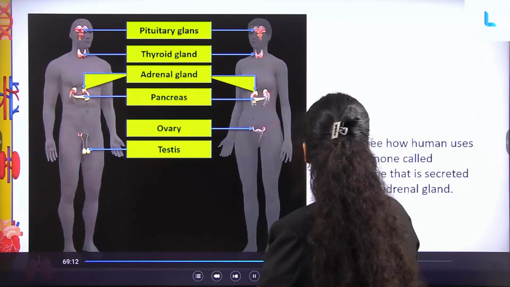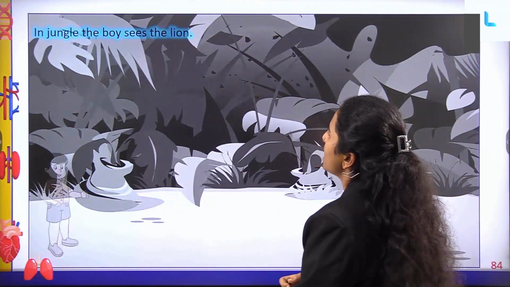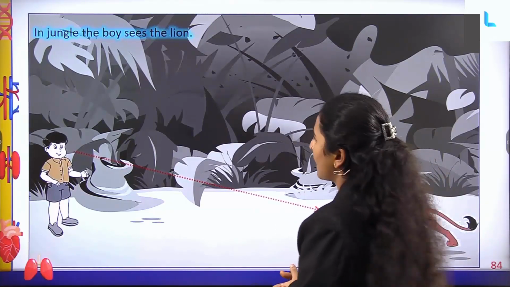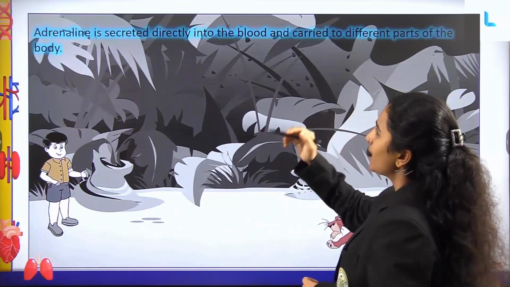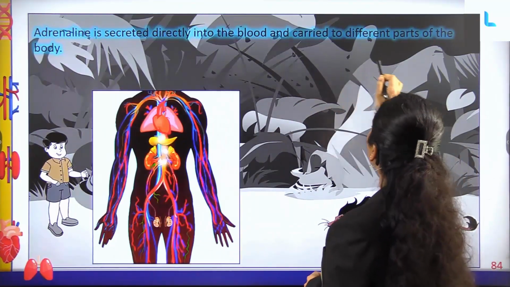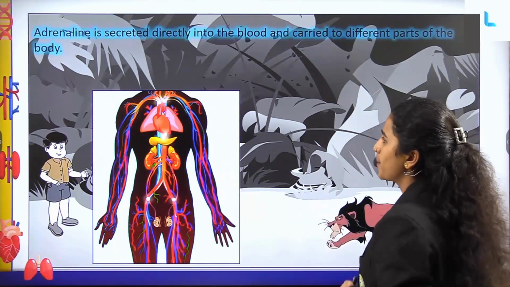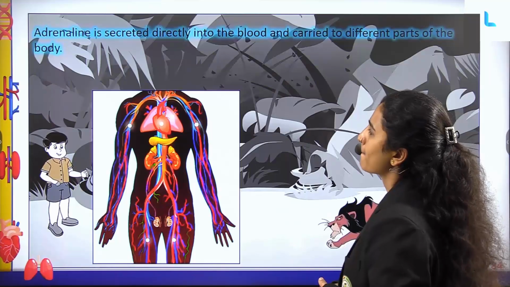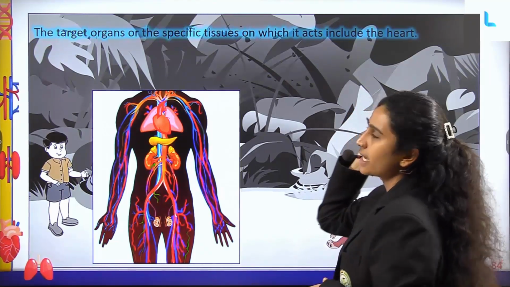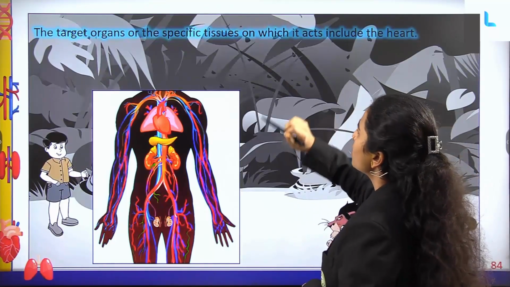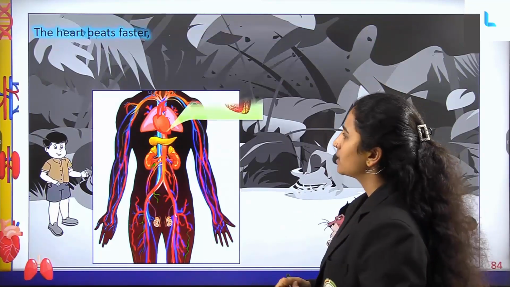Now let us see how humans use a hormone, the adrenaline hormone. In the jungle, the boy sees the lion. Now adrenaline is secreted directly into the blood and carried to different parts of the body. Adrenaline is released here. Now he realizes that he is in a scary situation. The target organs or specific tissues on which it acts include the heart.